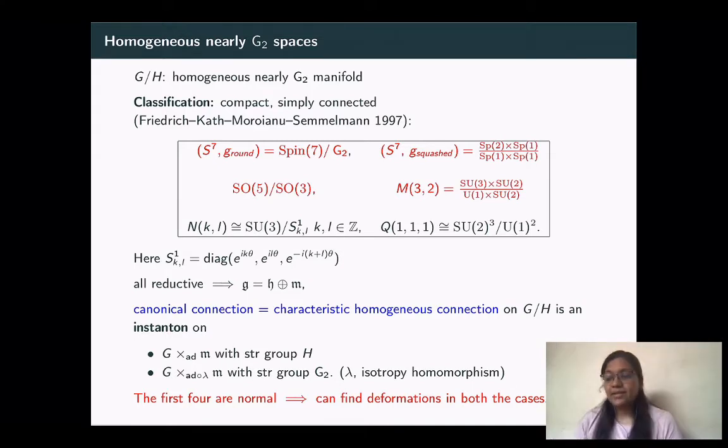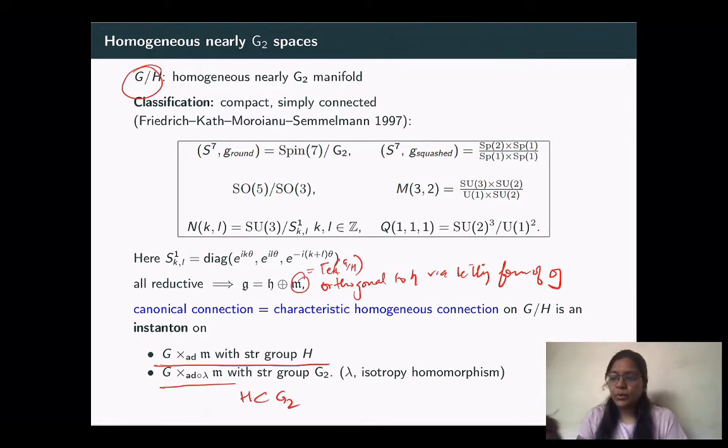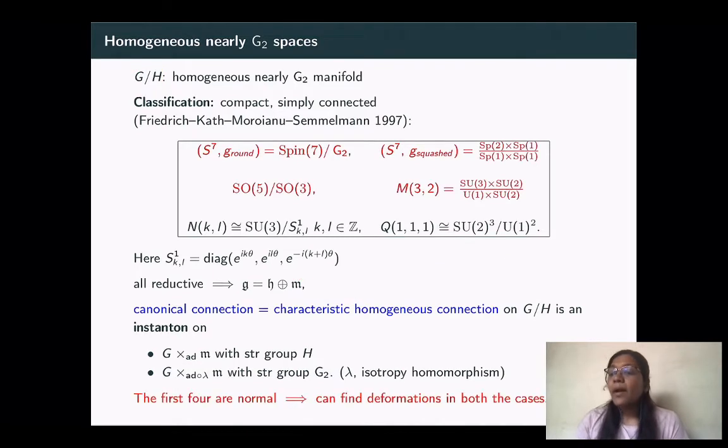So I told you there are 6 homogeneous spaces, but there is a problem. Only 4 of them are normal, and by normal I mean that the metric is induced by the Killing form. The nearly G2 metric is induced by the Killing form. So I told you in the previous slide that since all the Lie algebras here are semi-simple, the Killing form induces a metric on the manifold, but it might not be the nearly G2 metric, it can be any metric.